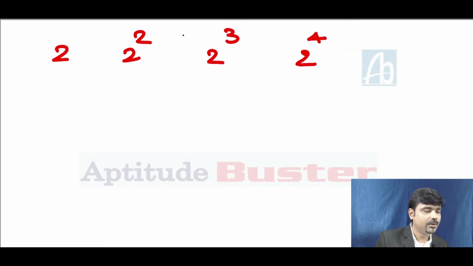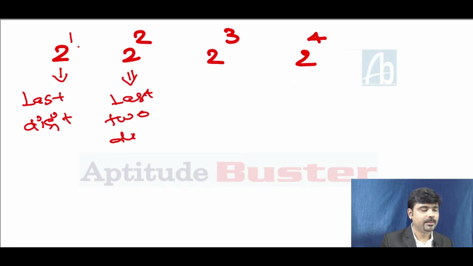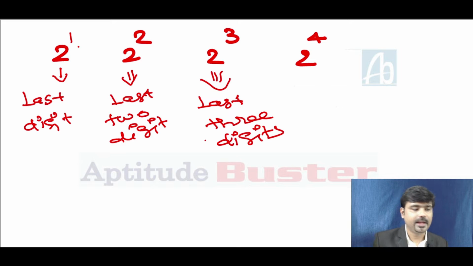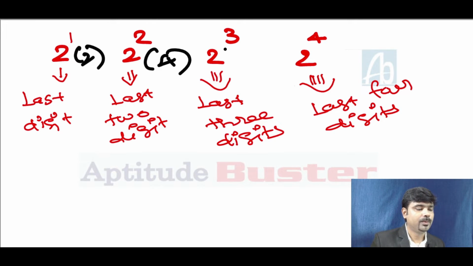2 means 2 power 1, and the divisibility rule for 2 is that the last digit should be divisible by 2. 2 power 2: the last 2 digits should be divisible by 4. 2 power 3 means the last 3 digits should be divisible by 8. 2 power 4 means the last 4 digits should be divisible by 16. Here 2 power 1 is 2, 2 power 2 is 4, 2 power 3 is 8, 2 power 4 is 16.